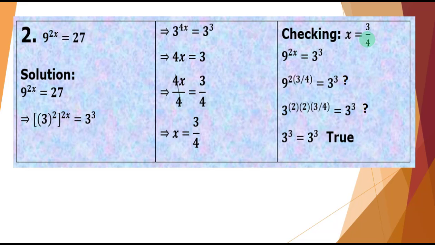For the checking, x equals 3/4. Then we have the original expression. We express 27 already as a perfect cube of 3. So we have here 9 raised to 2 times 3/4. Is this equal to 3 cubed? Then we substitute the value.